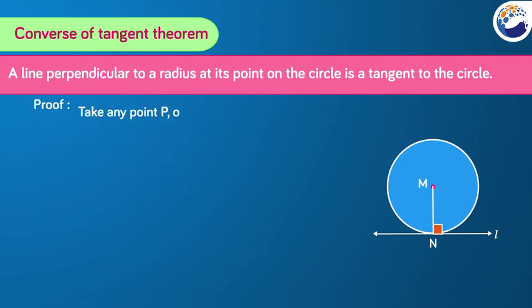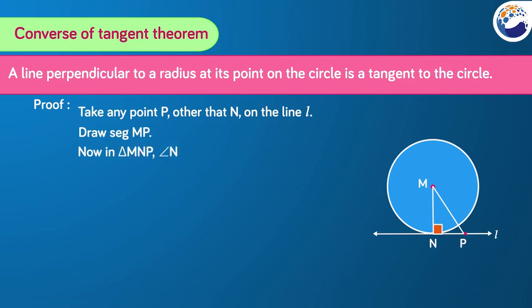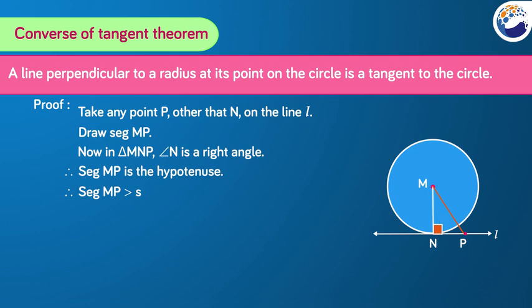Proof. Take any point P other than N on the line L. Draw segment MP. Now, in triangle MNP, angle N is a right angle. Therefore, segment MP is the hypotenuse. Therefore, segment MP is greater than segment MN. As segment MN is a radius, point P can't be on the circle.